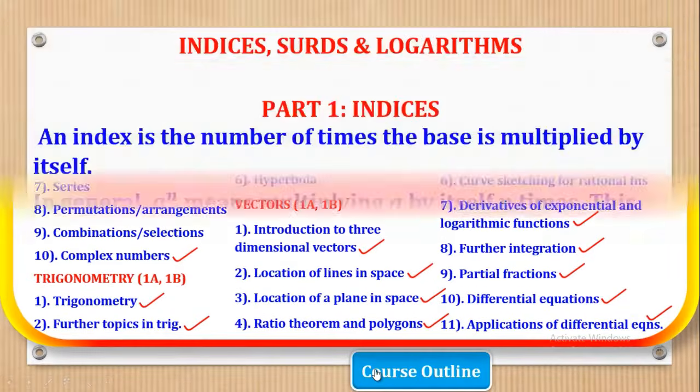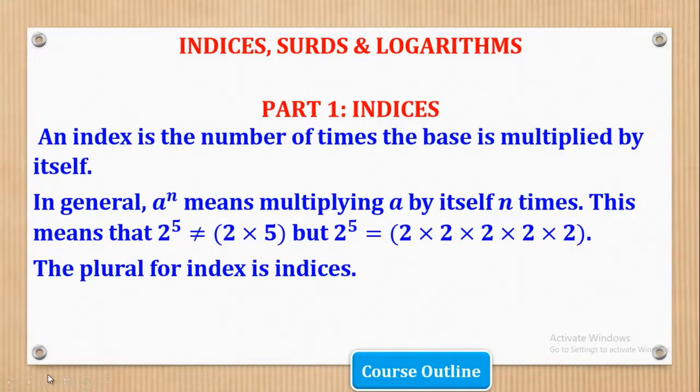So now we shall start with indices. Indices is a plural word and index is the singular. An index is the number of times the base is multiplied by itself. Therefore, in general, a to power n means multiplying a by itself n times. This means that if you have 2 to power 5, it is no longer 2 times 5. Most students confuse this and write 2 times 5, and that is not okay.